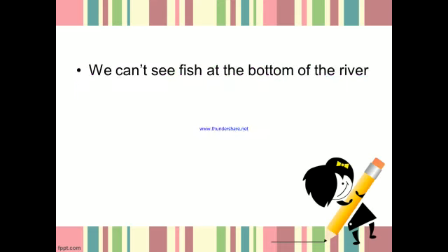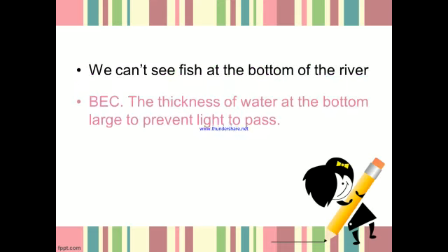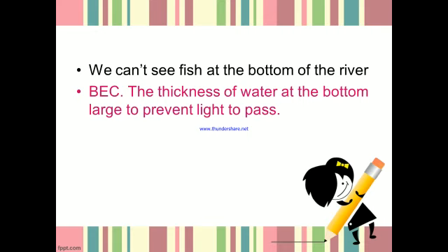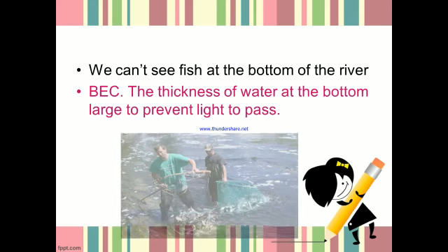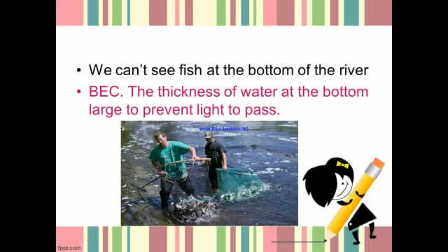We can't see the fish at the bottom of the river. Why? Because the thickness of the water at the bottom is large enough to prevent light from passing. So as you see in the picture, although the water is a transparent medium, the thickness doesn't allow the light to pass through it. So we can't see the fish at the bottom of this river.